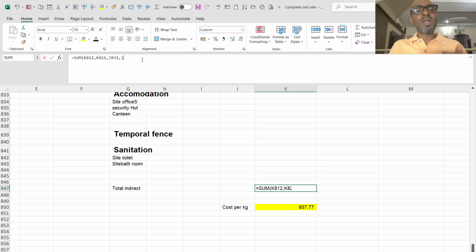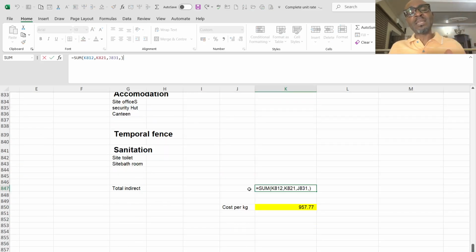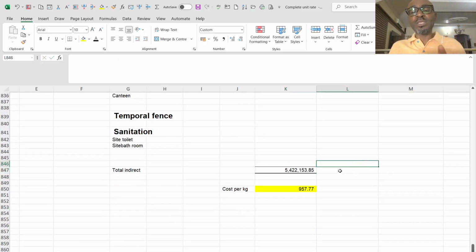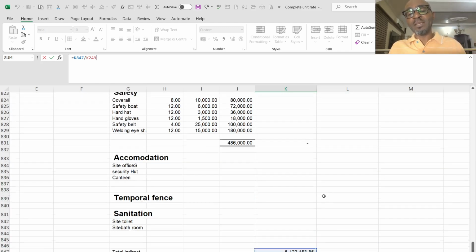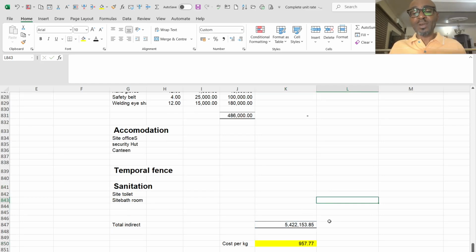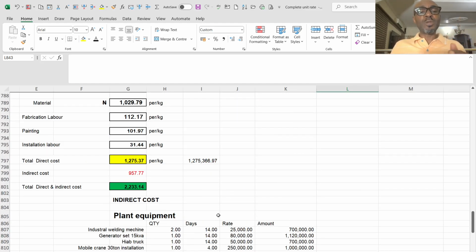So let's assume after considering all your preliminary items, you came to this amount, 5,422,522 naira 85 kobo. You further divide the total weight by your indirect cost to give you 957 naira 77 kobo per kg. So you bring this up here as your indirect cost.